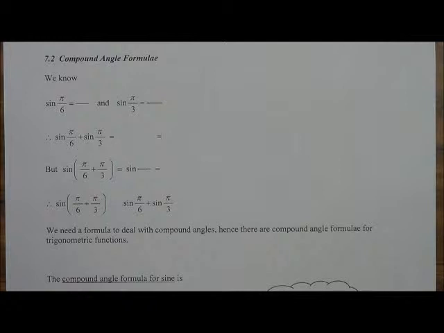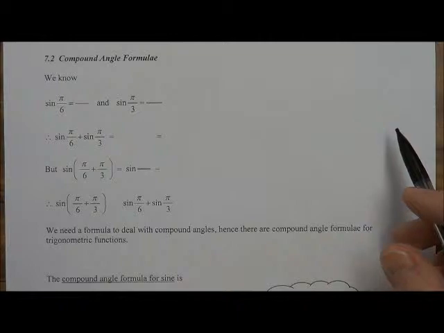The reason why we're going to be learning about compound angle formulas is to find the sine, cos, and tan ratios of angles that are not special angles. Okay, so let's take a look at a couple of these angles and these trig ratios.